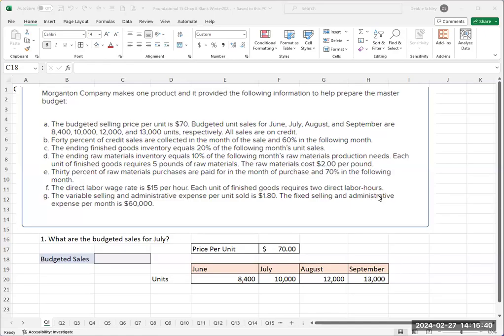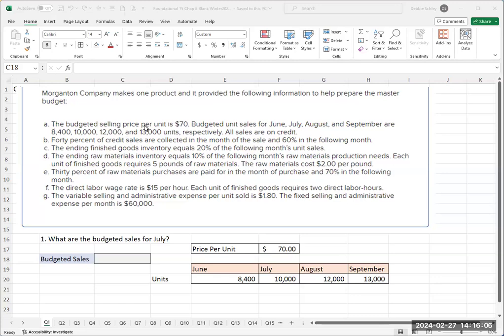This is going to be a walkthrough for the Chapter 8 Foundational 15, which is essentially the practice for Chapter 8. Morganton Company makes one product and it provided the following information to help prepare the master budget. I'm going to read through all of this information just this once. Portions of it are applicable to each succeeding question.